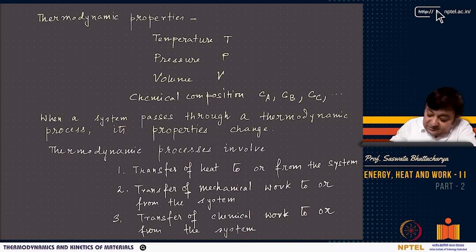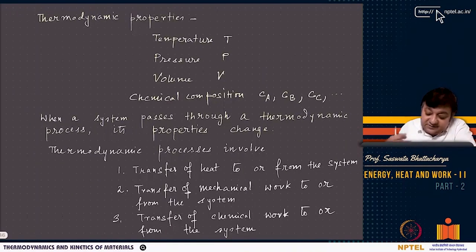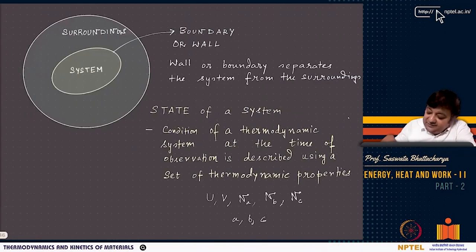The thermodynamic properties: you can also think of specifying the temperature of the system, we can specify the pressure, and as I told, we can specify volume. Then we can describe chemical composition in terms of CA, CB, CC, which is basically concentration, moles per unit volume, or in terms of NA, NB, and NC, which is nothing but mole number. Please note, this is food for thought, you can try to understand this. These are all extensive properties.